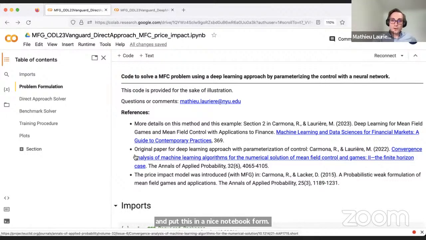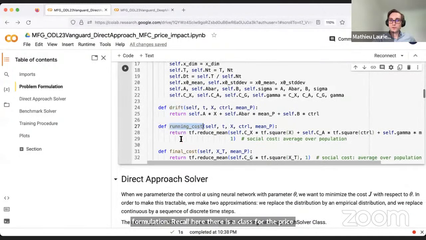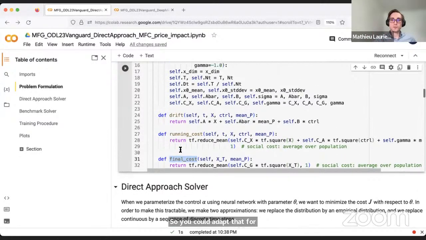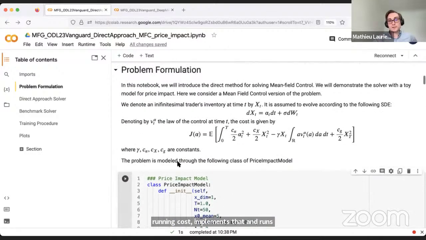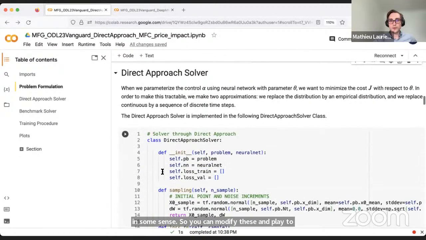So here you have a notebook where there is a problem formulation recalled here. There is a class for the price impact model where you define the drift, the running cost, and the final cost. So you could adapt that for other problems. It doesn't have to be this one. You just need to implement the drift, running cost, and final cost. You don't need to derive any optimality condition. This method does not rely on FBSDEs, PDEs, or anything. You just take the dynamics and the running cost, implement that, and run stochastic gradient descent. So it's very straightforward, very easy to implement in some sense. You can modify these and play to implement a different model.